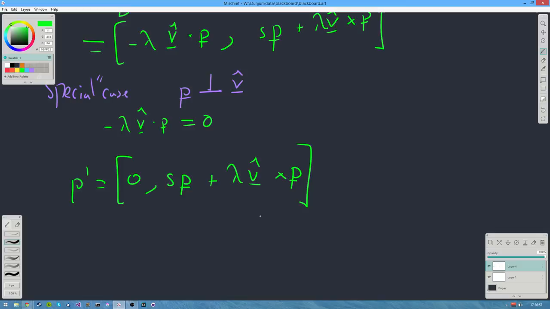So in this case, for V hat, we can now just substitute S and lambda to be cosine and sine respectively. So now this can be rewritten as P prime equals zero, cosine theta P plus sine theta V hat crossed with P. That's one way of writing it.